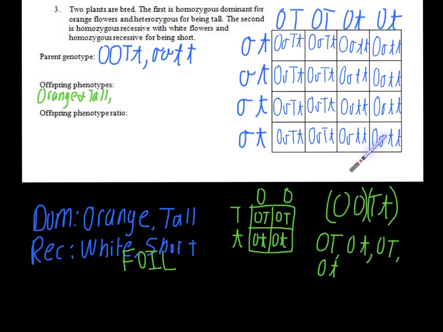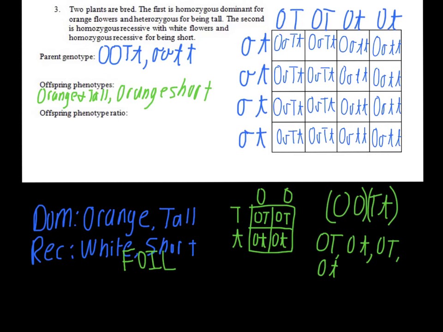Now again, keep in mind, the only reason all of our columns are the same here is because all of these traits are the same. If you end up with a mix on this side, like we have a mix up here at the top, then you'd end up with different things in the column on the inside. But for now, it's a little bit easier, so we're starting off with a simpler problem. So our other option is orange and short.